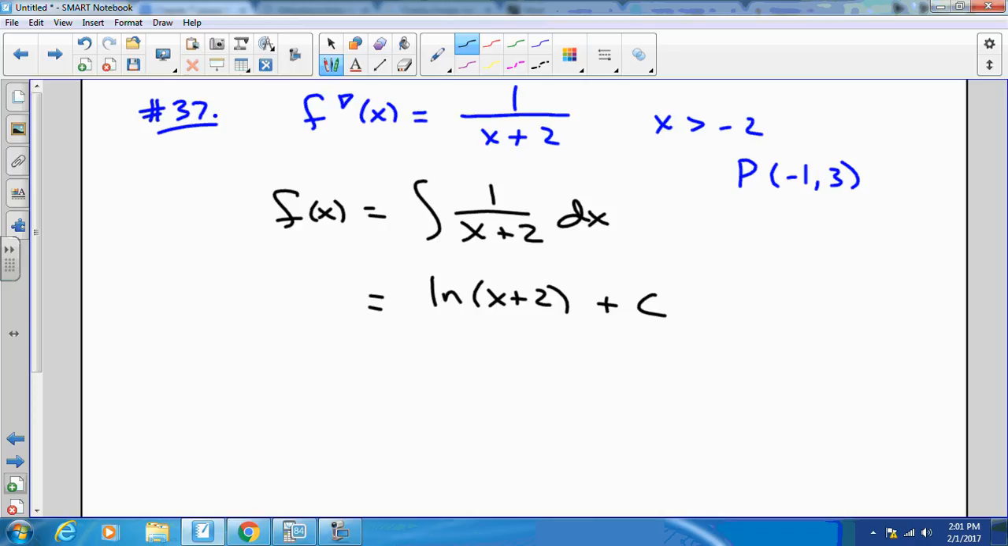Now, he's not sure about his function. What does he need to do to become sure? Check it. Check it for me. What is the derivative of ln of x plus 2? 1 over x plus 2. There you go. If it has the right derivative, it's right.